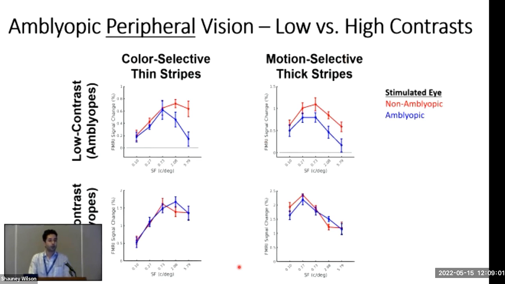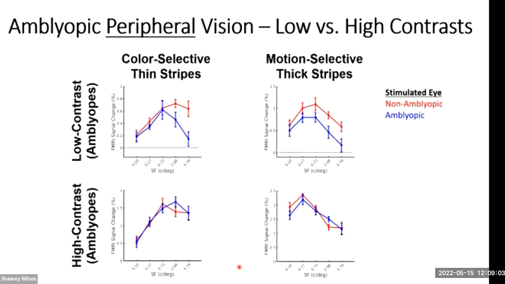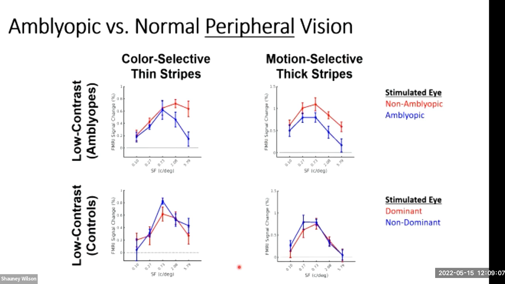Again, when you make the stimuli high contrast, this difference is gone, and you don't see any difference between them. When it comes to low contrast in controls, again, you see no difference between the two eyes. However, there is an interesting phenomenon. Honestly, when we were writing the abstract, I had missed that. So I'm now telling you this is beyond the abstract.